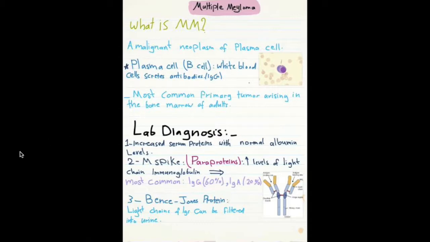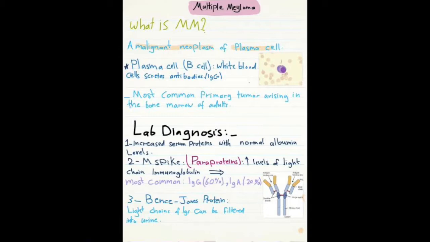As we're going to talk about multiple myeloma, as its name implies, it is multiple. So we are going to find it in different sites. So what is multiple myeloma? Multiple myeloma, simply, is a malignant neoplasm of the plasma cells. So we will see a bad proliferation of the plasma cells.